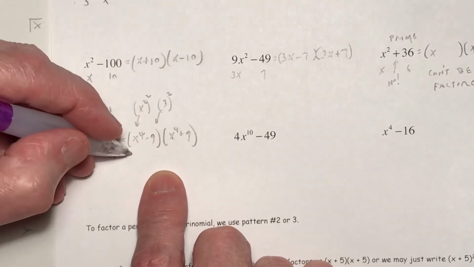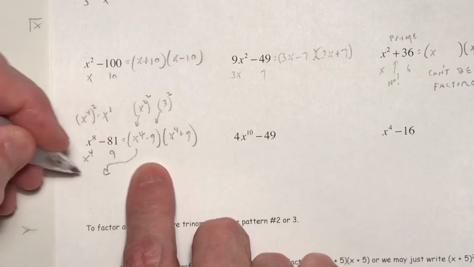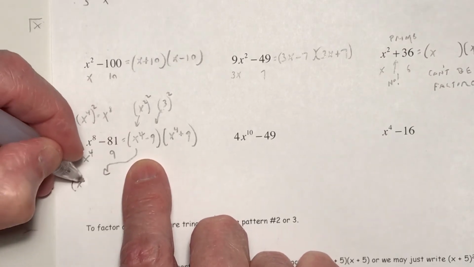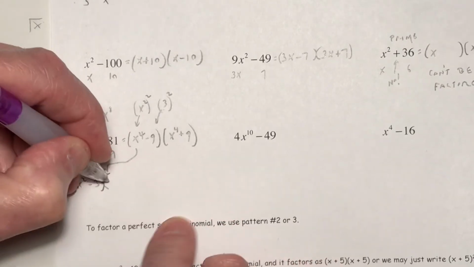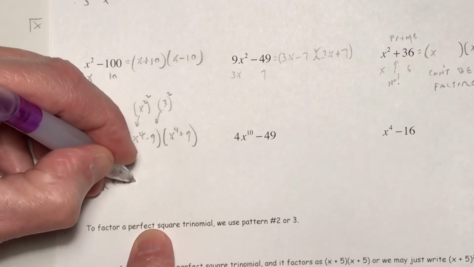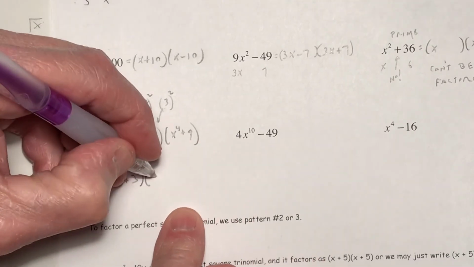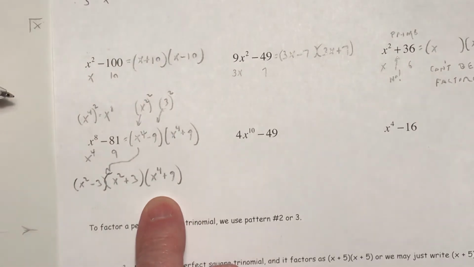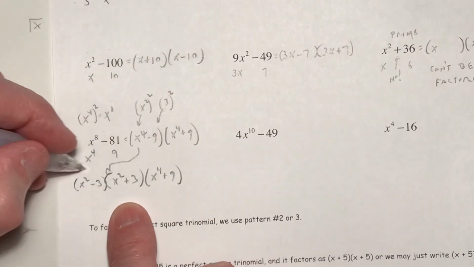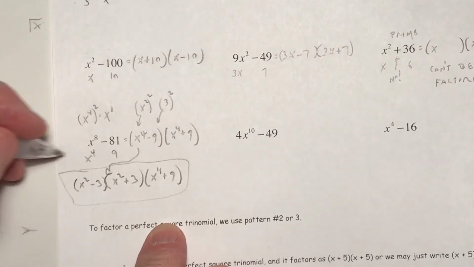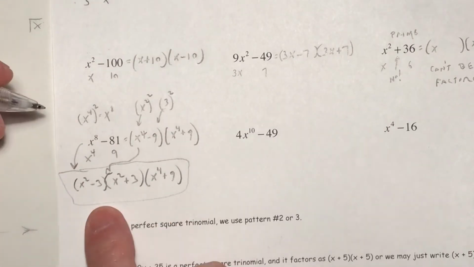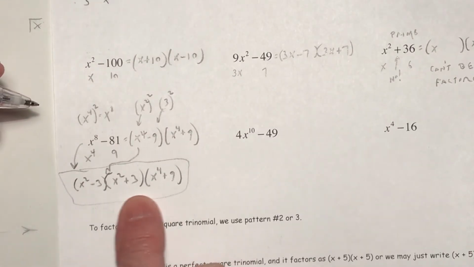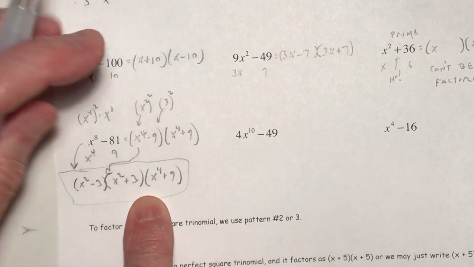So we've got to do this again. This part of it will break down into x squared minus 3, x squared plus 3. This, we just copy it. We don't want to lose it, but this will not factor any further. But the complete factored form of x to the 8th minus 81 turns out to be this. Okay?